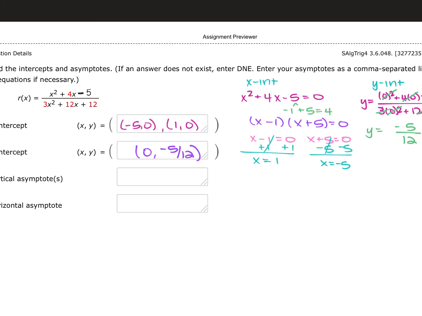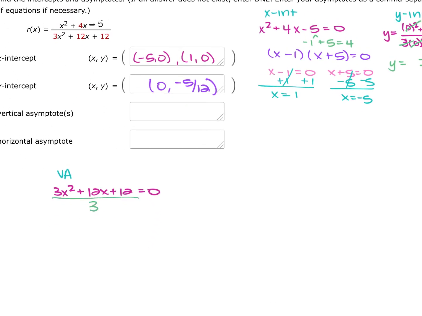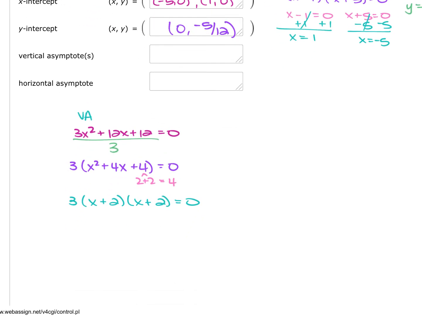Next, we are going to find our vertical asymptote. To find your vertical asymptote, you're going to take the denominator, which is the 3x squared plus 12x plus 12, and set it equal to 0 and solve. You can factor this by first factoring out the greatest common factor, which is 3. So that leaves us with 3 times x squared plus 4x plus 4 is equal to 0. That 4 has factors of 2 and 2 that add up to be 4. So this factors to be 3 times x plus 2 times x plus 2 is equal to 0. We're going to set each part equal to 0 and solve.